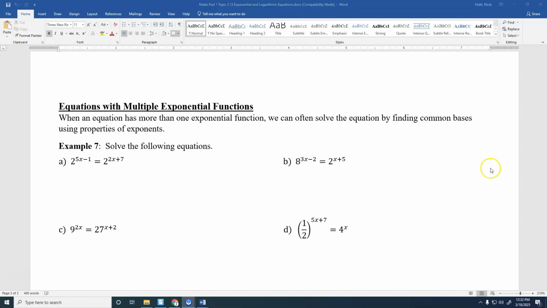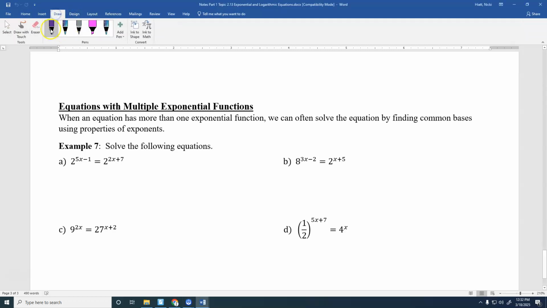because when I've got 2 to the 5x minus 1 equals 2 to the 2x plus 7, what do you guys think we should do? We can log base 2 both sides, and when I do that, it just basically cancels out the 2 on both sides, right? So I just get 5x minus 1 equals 2x plus 7. And that makes sense because if my base is the same on both sides, then the exponents would have to be equal to each other.